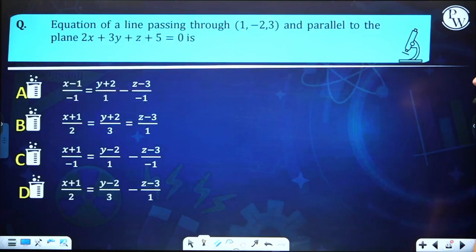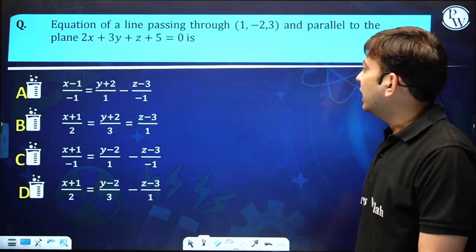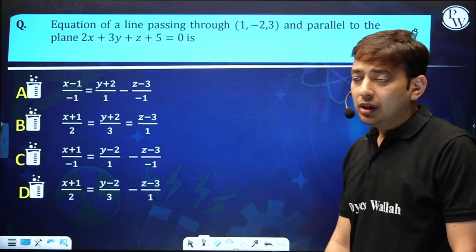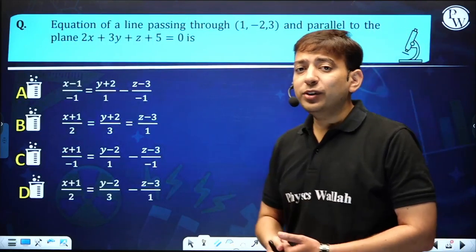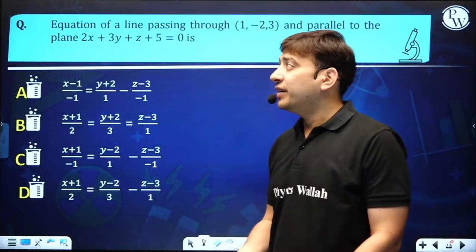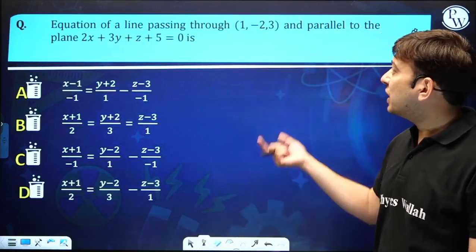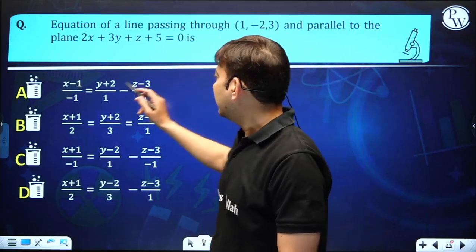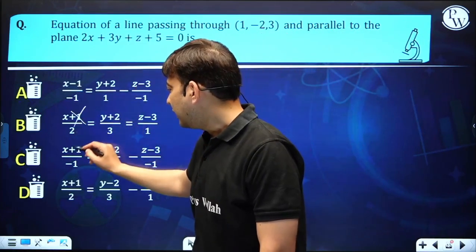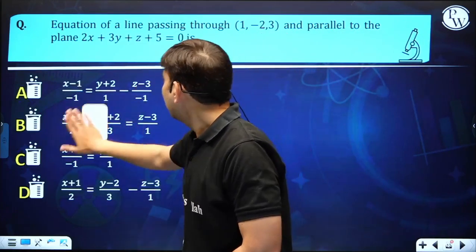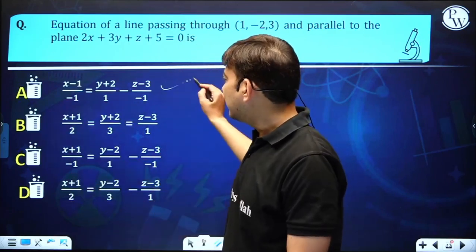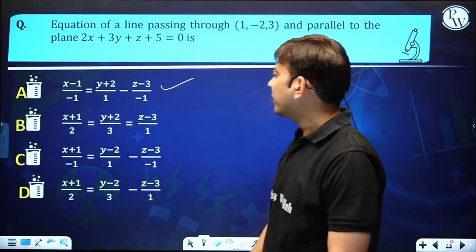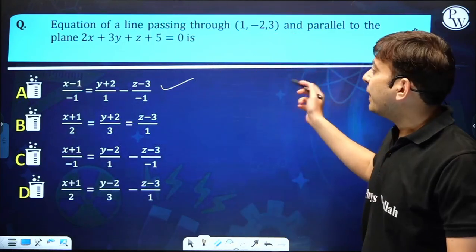Now, moving on. Equation of a line passing through this and parallel to the plane. Again, things will come where you need to see the options also. I need the equation of a line passing through 1, minus 2 and 3. So this line has 1, minus 2 and plus 3. Only this line is that line. Rest everywhere it is plus, plus and plus. And parallel to the plane.